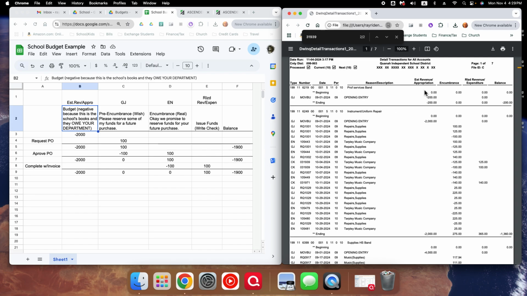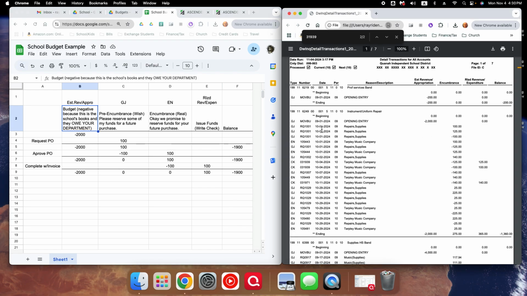They wrote the check. But here's what happens, at least on our program we have here, this general journal and the encumbrance, they've combined those into one column. Well, how do you know which one's which? They'll put a general journal here, pre-encumbrance, or they'll put encumbrance, which is encumbrance. So now let's go look.